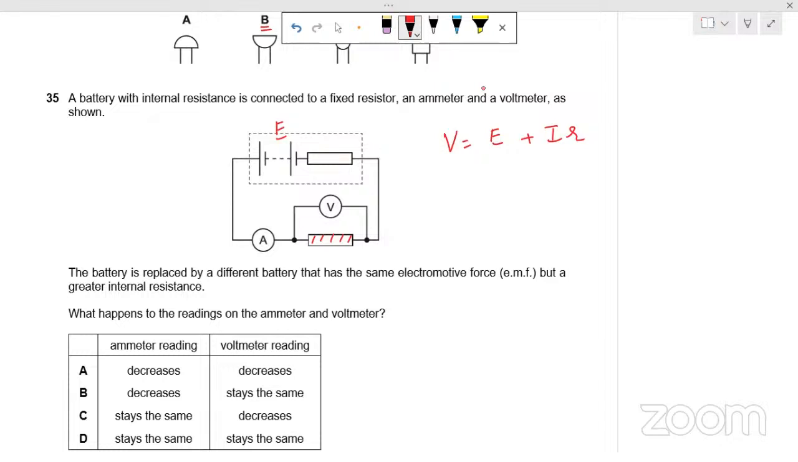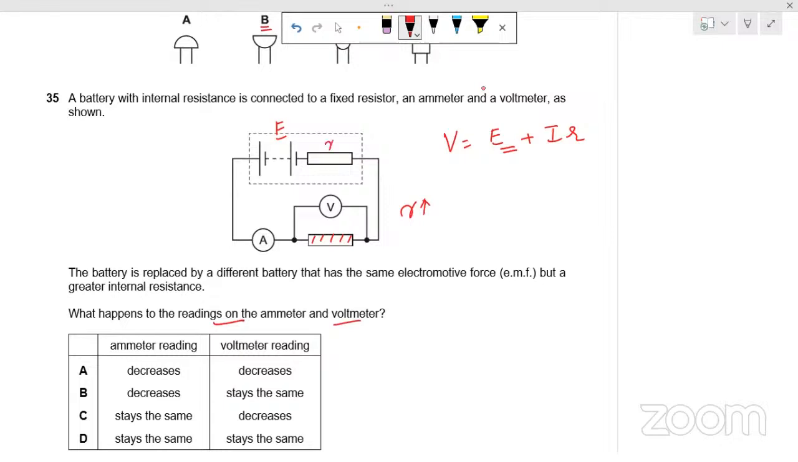What are the conditions of this circuit? The battery is replaced with a different battery and has the same EMF. So EMF is kept same. Internal resistance R is increased. If you increase this internal resistance, what happens to the readings on ammeter and voltmeter?